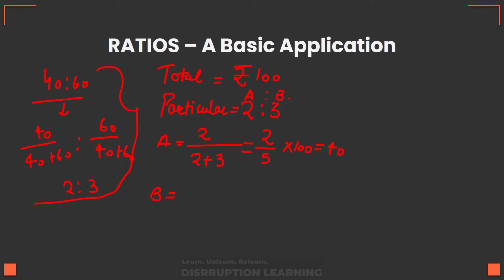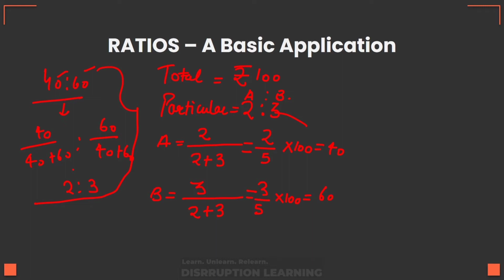Similarly for B, I place the ratio value of B in the numerator, and then the total of ratio values in the denominator. This becomes 3 by 5, and I multiply it by 100. This turns out to be 60. Now match this with what we wrote at the beginning of this slide, that 40 and 60 is the ratio 2:3. This time we were given 2 and 3 as the ratio, and the values we have got are 40 and 60. So the result is still the same.